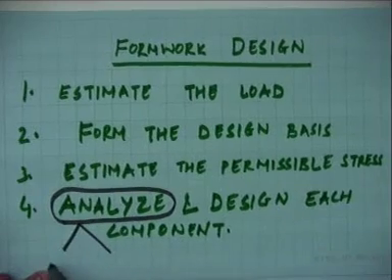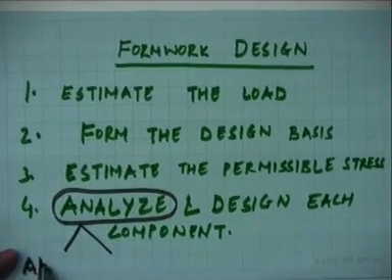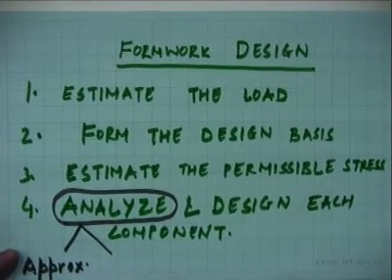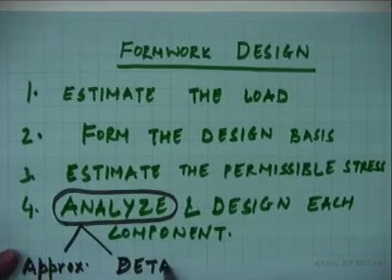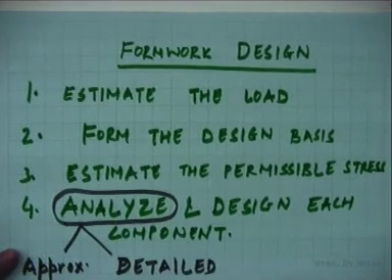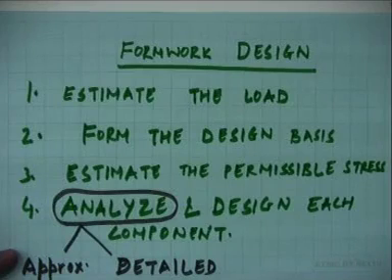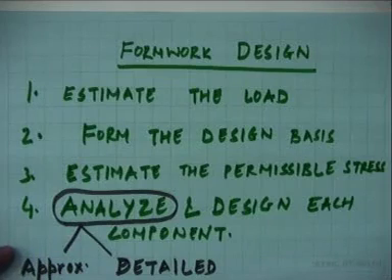So this could be either approximate for regular structure, for regular formwork, whereas it would be very detailed. You can say detailed analysis or rigorous analysis for complicated formwork structures, and especially when the consequence of collapse is very high. That means it may result in fatality also or major injuries. So in such cases you should go in for detailed analysis, and then you should design each of these components.